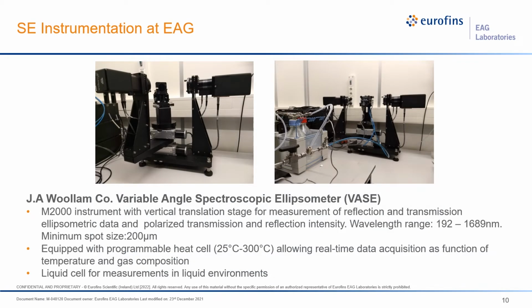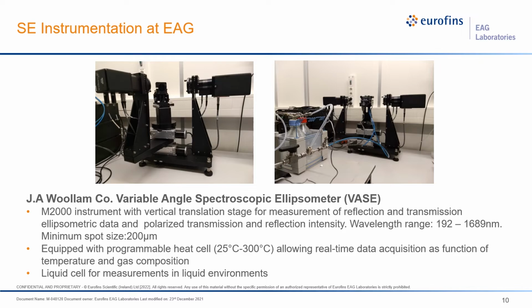At our laboratory in the Netherlands, we have a J.A. Woollam M2000 variable angle spectroscopic ellipsometer. The M2000 is an instrument with a vertical stage, and either a fixed stage or a translation stage can be mounted. The instrument can be used for measurements of reflection and transmission, ellipsometric data, and also for polarized transmission and reflection intensity.